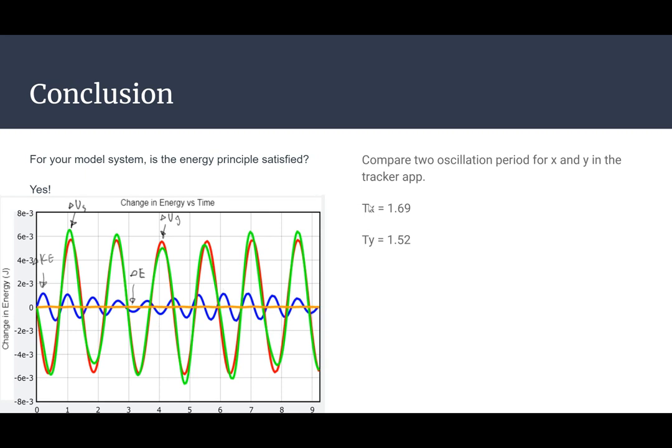The second question, you had to compare the two oscillation periods for X and Y in the tracker app. As you can see, X is longer than Y, and the reason for that is there are more forces in the Y direction.